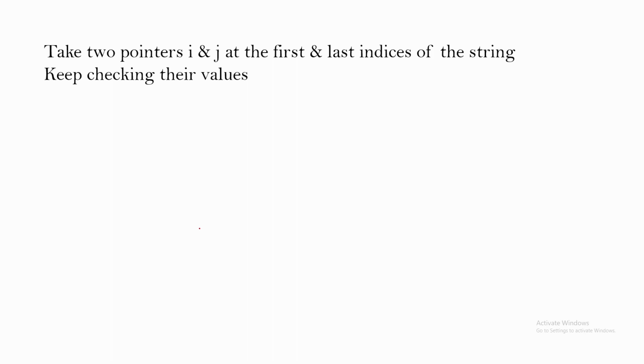That means whether the characters at the ith and jth index are equal. If they are equal, we simply decrement the value of j and increment the value of i. That means we go to the next index. In this way, if all the ith and jth index characters are equal until i becomes greater than or equal to j, we can conclude that the string is a palindrome and we return true.